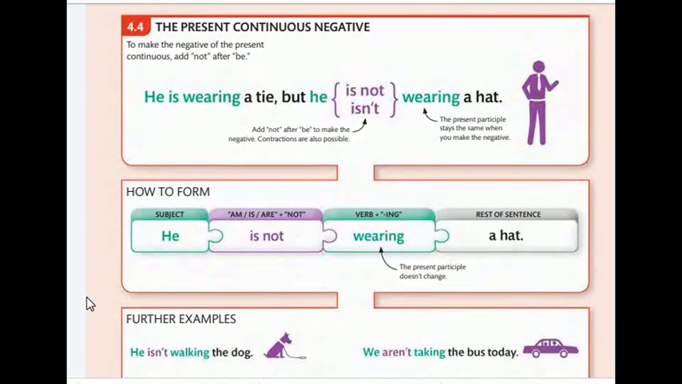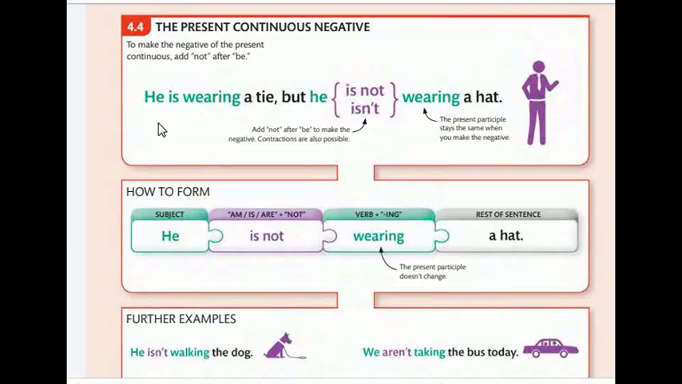4.4. The present continuous negative. To make the negative of the present continuous, add not after be. He is wearing a tie, but he isn't wearing a hat. Add not after be to make the negative. Contractions are also possible. The present participle stays the same when you make the negative. Let's read once again. He is wearing a tie, but he isn't wearing a hat.